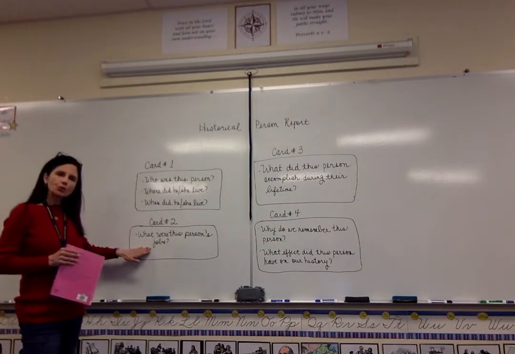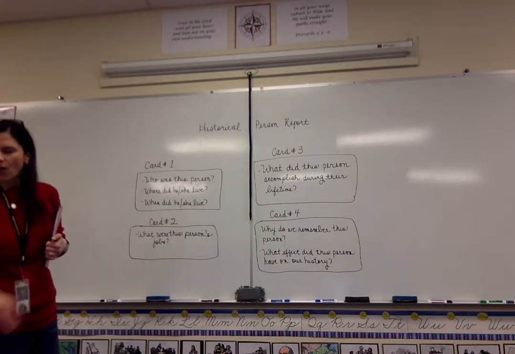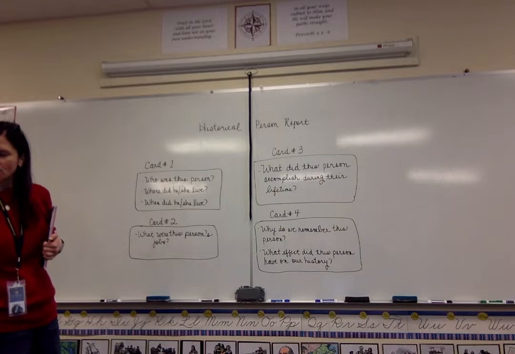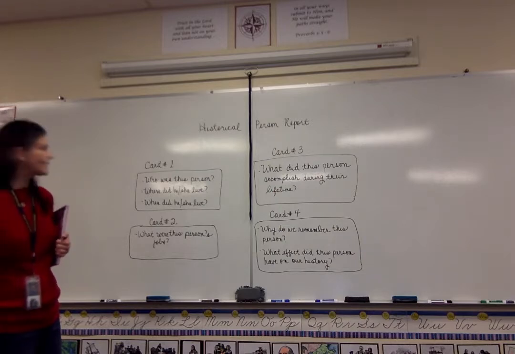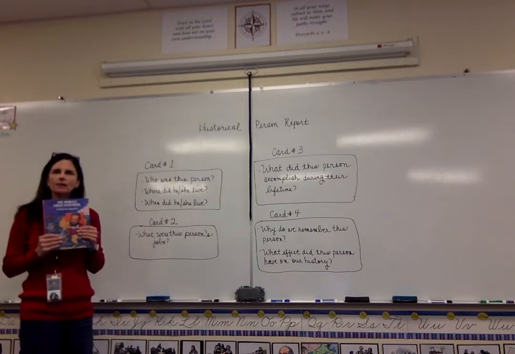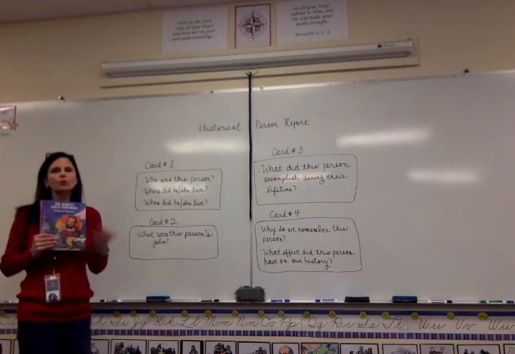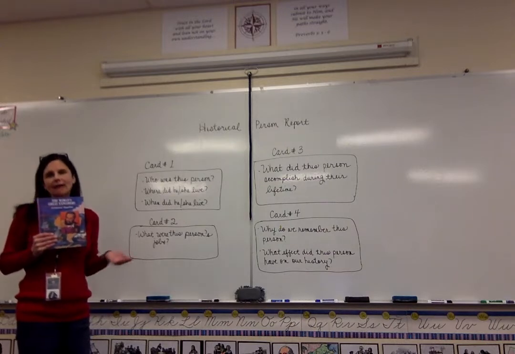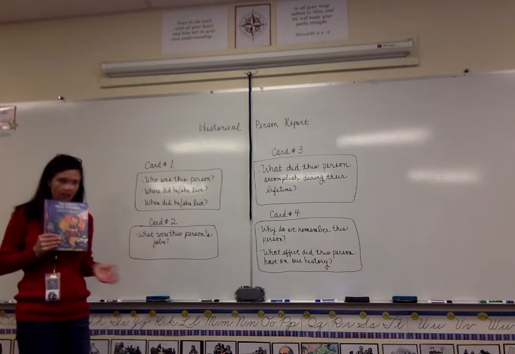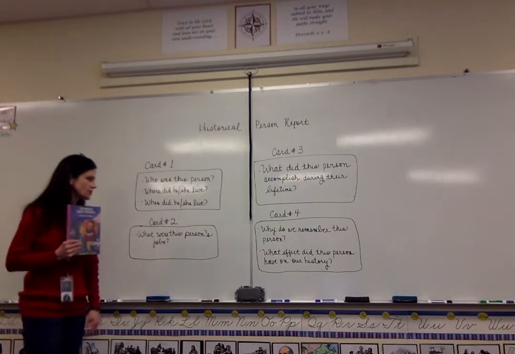For card number 2, what was this person's job? Now, in this section, you are going to be answering what were their main jobs. Now, for Magellan, he worked in the Navy for a number of years. He was a sailor, and then, of course, he eventually worked as an explorer for the King of Spain. So that would be how you would answer what was this person's job or jobs.